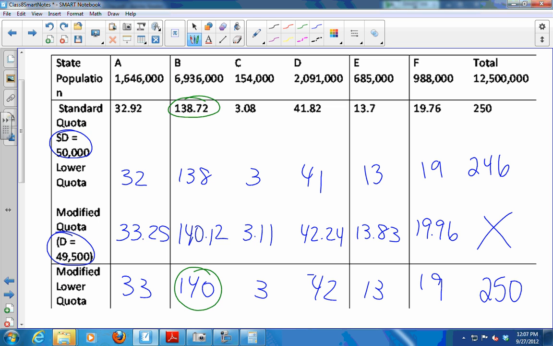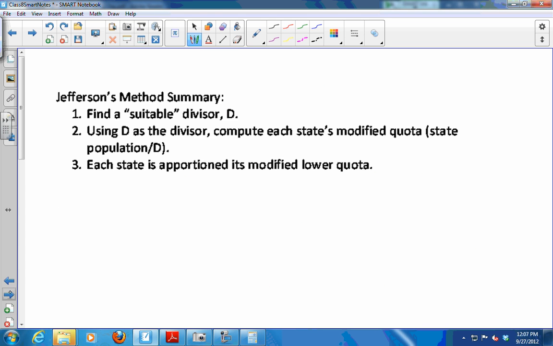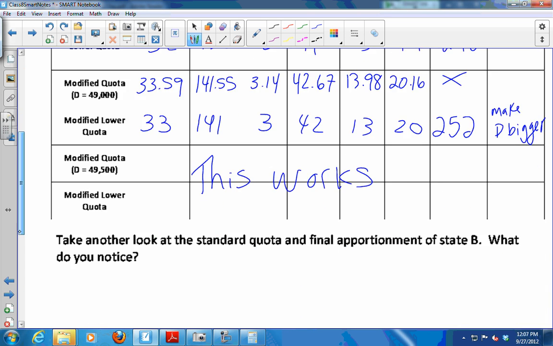Yeah, so last class we talked about something called the quota rule. We said this would be the perfect system, if you could give out part of a seat. But you can't give out part of a seat, and it only makes sense to be fair that if you can't get 138.72, your fair share should be 138 or 139, right? You either round it down or round it up. But they got 140. So they rounded it up. So that is what we call a violation of the quota rule.